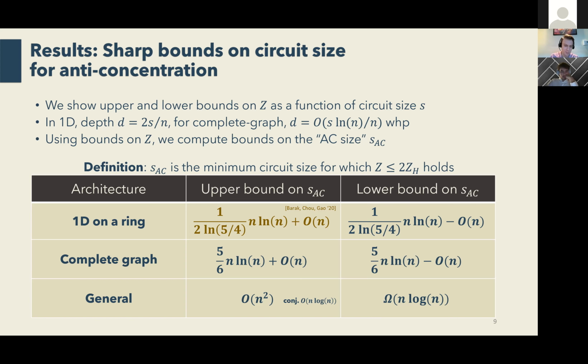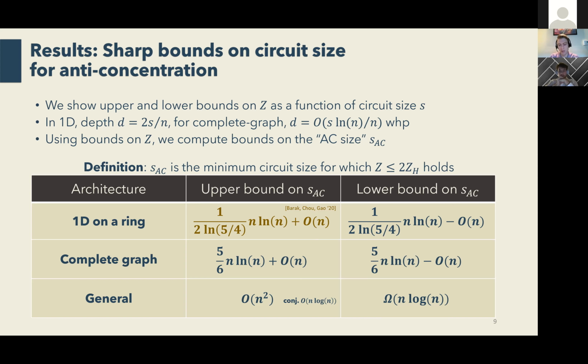Then for the complete graph case, we show a similar thing. We show an upper and lower bound that matches up to the constant prefactor. Previously, the best known upper bound for this architecture was order n log squared n. So we've been able to shave off a factor of log n and also pin down this constant prefactor precisely.